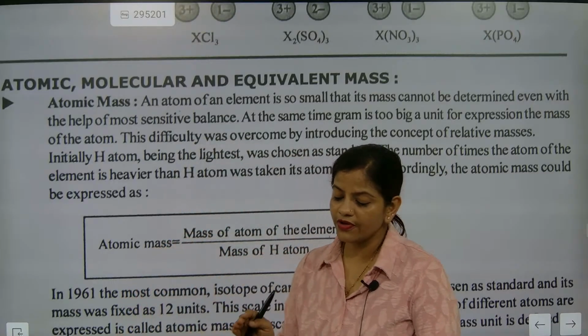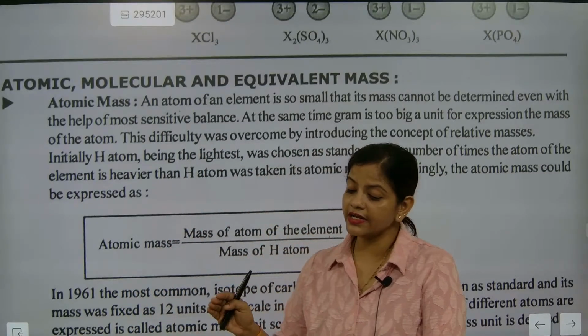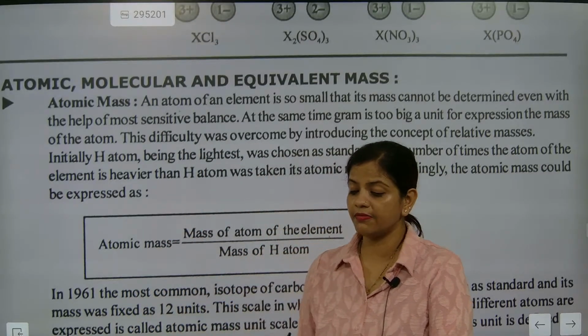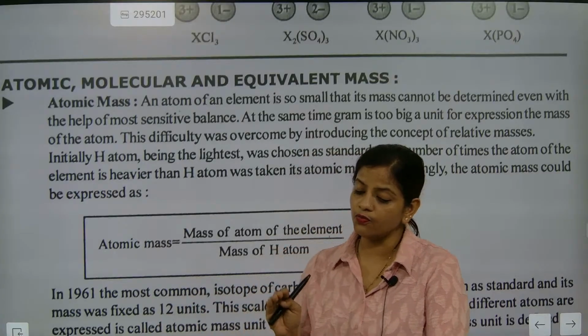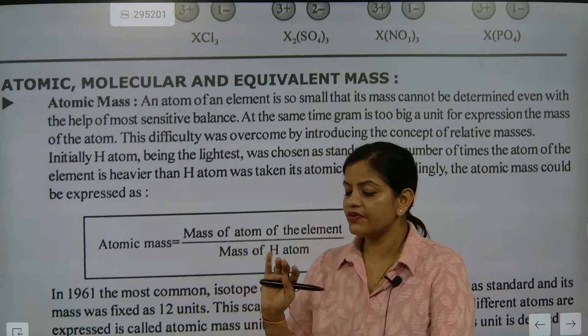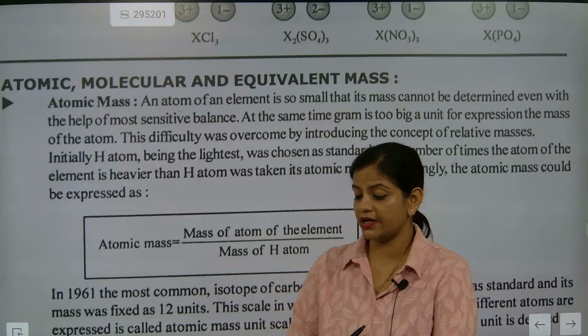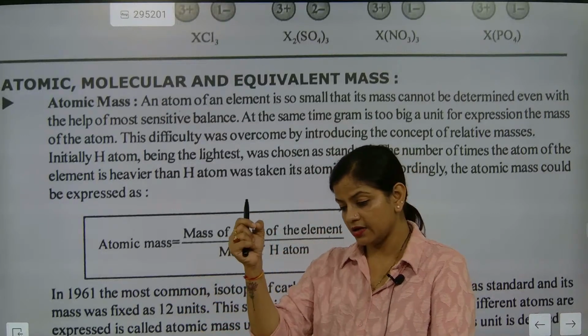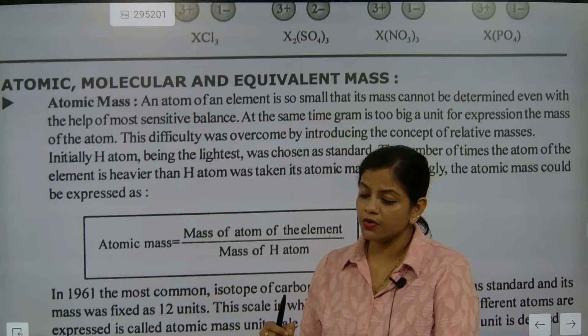An atom of an element is so small that its mass cannot be determined even with the help of the most sensitive balance. Yes, we cannot determine it. So that means what? Atom is very, very small.